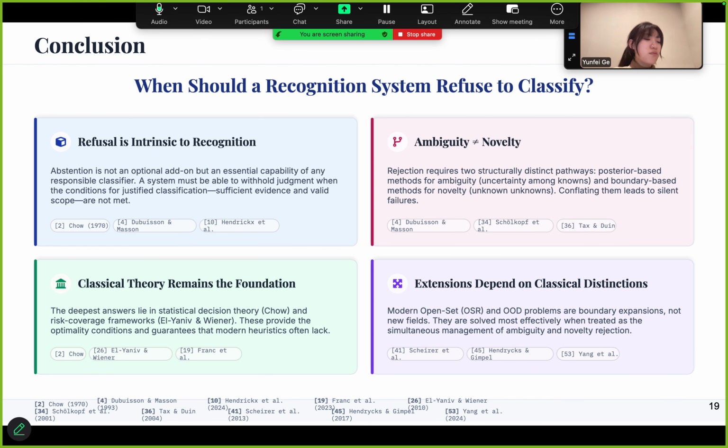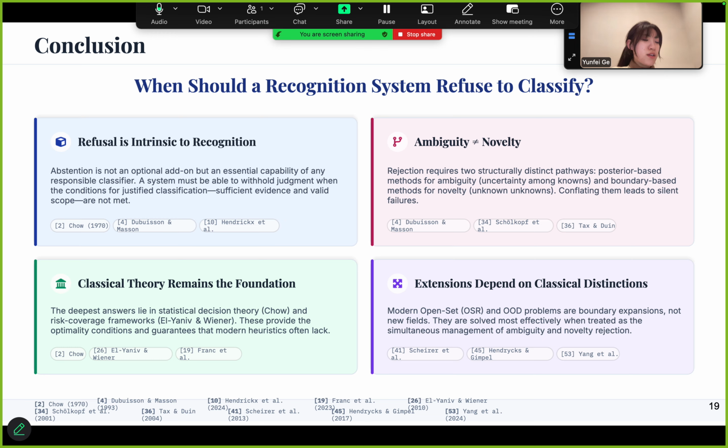So let me close with the answer to the title question. When should a recognition system refuse to classify? There are 2 situations. Refuse when the evidence is insufficient among known classes. That is ambiguity rejection, and Chow's rule from 1970 gives you the optimal strategy. Threshold on the maximum posterior, with the threshold set by the cost of rejection.